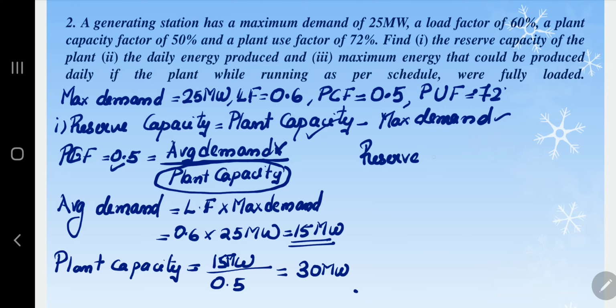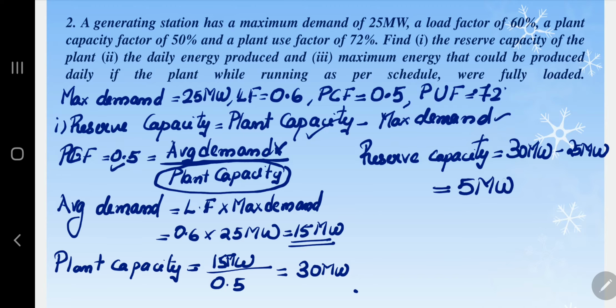Reserve capacity is equal to, what is the answer? Reserve capacity is equal to plant capacity, that is 30 megawatt, minus the maximum demand. Maximum demand is 25 megawatts. So what will be the answer? The answer will be 5 megawatt. So we can find out the reserve capacity like this.